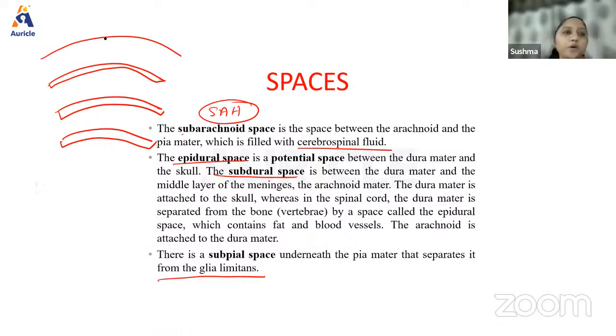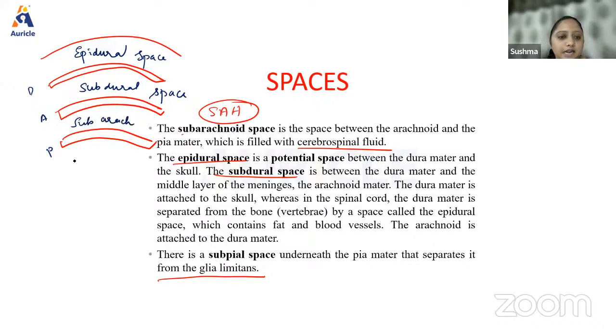Now, if I have to talk about the spaces here, between the skull and the dura mater, what do I have? Epidural space, right? Between the dura mater and the arachnoid mater, I have the subdural space. Between the arachnoid and the pia mater, I have the subarachnoid space. And this is the subpial space.